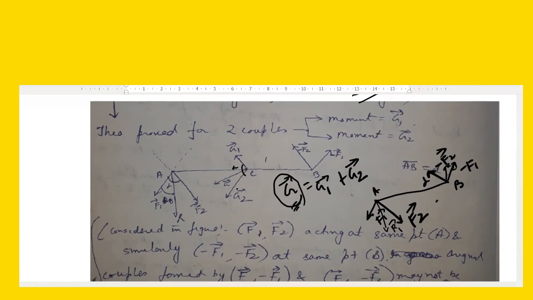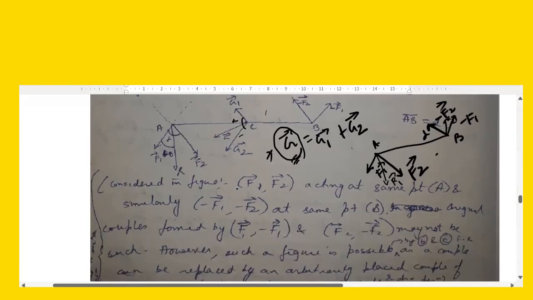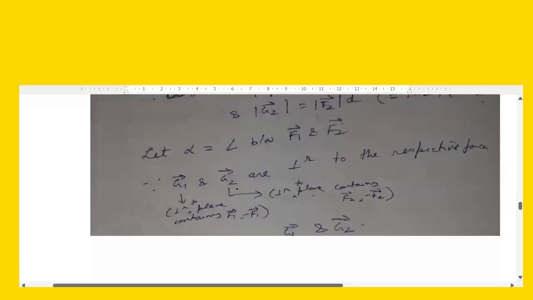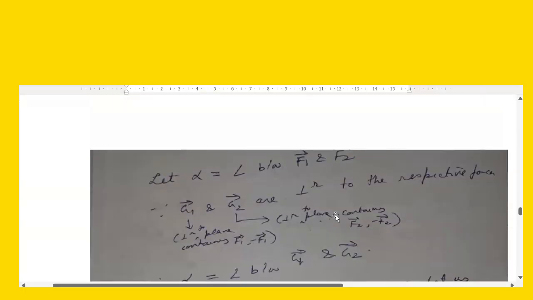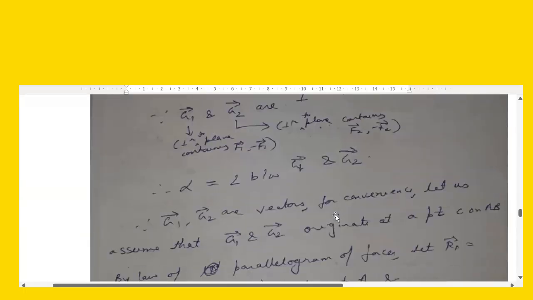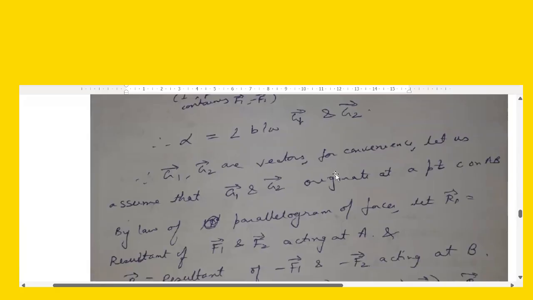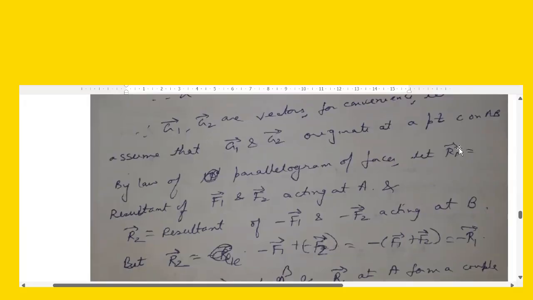Whatever we have been using with this F1 and this F2, all this will come inside this. We'll show how. So this angle thing is clear right now. G1, G2 perpendicular, angle between G1, G2 is also alpha. We have claimed it. So G1, G2 are vectors; for convenience, let us assume that G1, G2 are coinciding at some point C, as I have said.